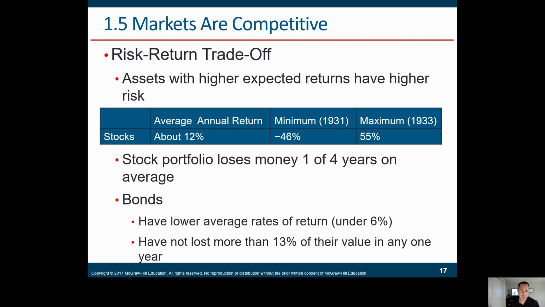Stock portfolios lose money 1 out of every 4 years on average. So think about that. 1 out of every 4 years, you're going to have a negative portfolio, right? And people don't like looking at negative numbers. And that can lead to other biases within investing.